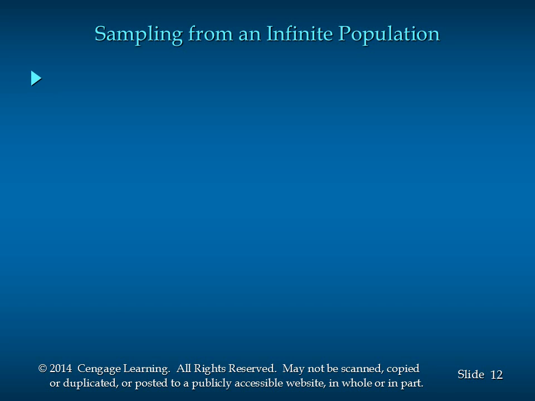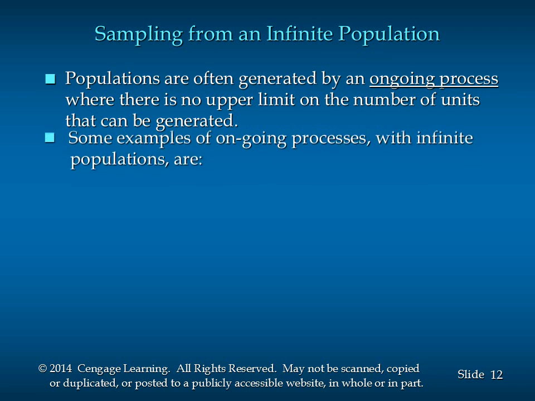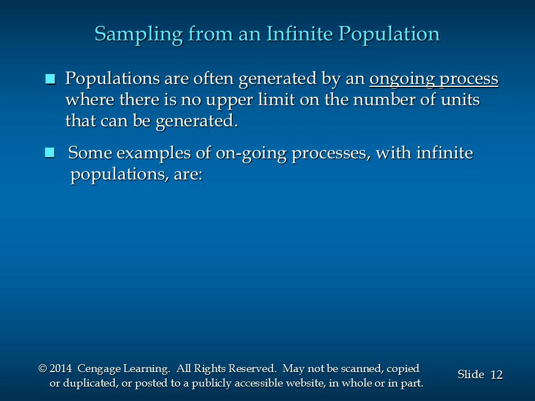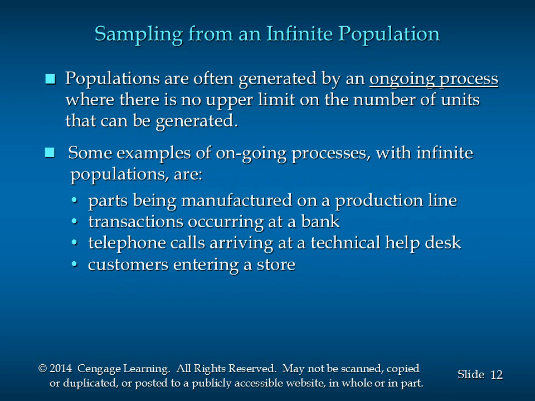So here's an example of a sampling from an infinite population: parts being manufactured on a product line. For example, if you're Coca-Cola and you want to sample how full the cans are, because you want to fill them to exactly 12 ounces or as near to 12 ounces as possible.